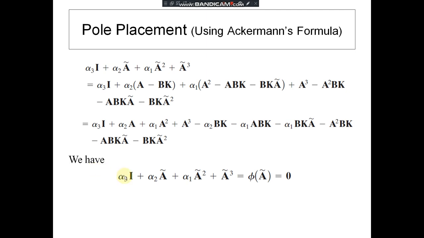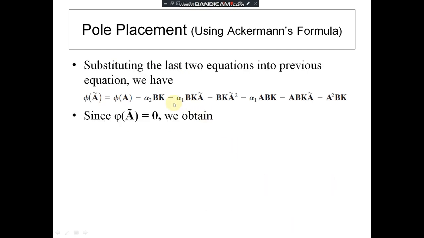But we have alpha 3 I plus alpha 2 A cap plus alpha 1 A cap square plus A cap cube, which is nothing but phi of A cap, which is equal to 0. Similarly, the expression alpha 3 I plus alpha 2 A plus alpha 1 A square plus A cube, that is phi of A, is not equal to 0 because A is a non-singular matrix. Therefore, this term will not be equal to 0. Substituting the last two equations into the previous equation, we obtain phi of A cap is equal to phi of A minus the remaining terms.